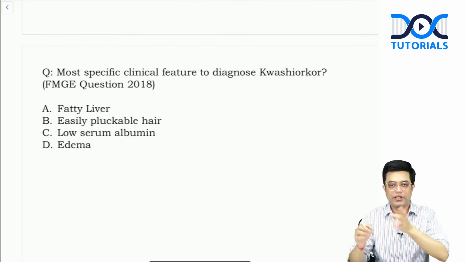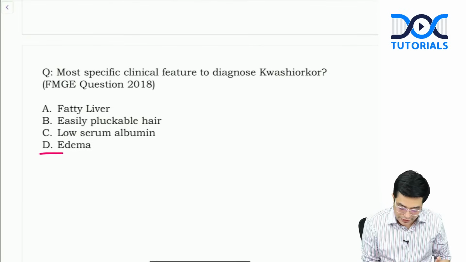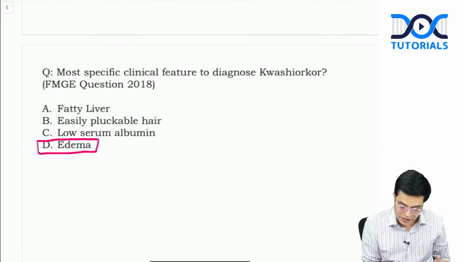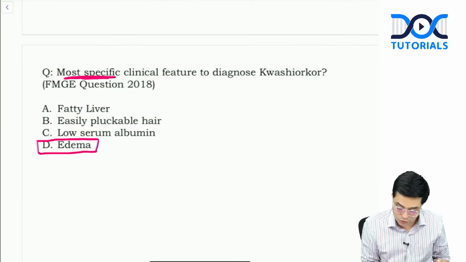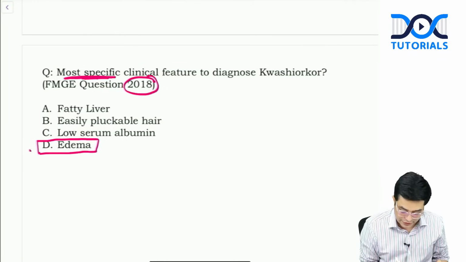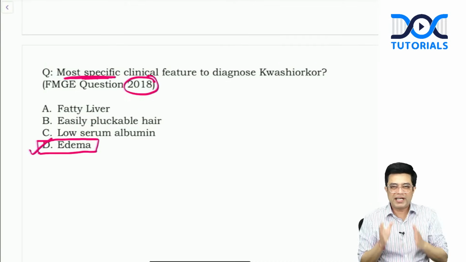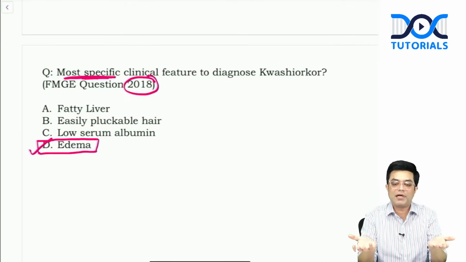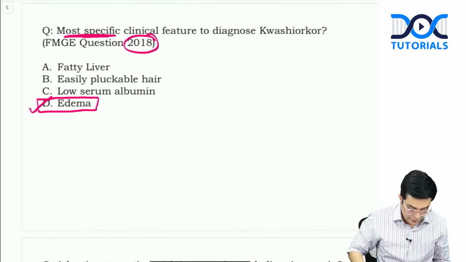मेंटल चेंजेस और इडीमा होता है. उनमें से क्या दिया है इस क्वेश्चन के अंदर? Edema. देखो दिखते सभी हैं, but question is asking most specific क्या है. ये 2018 का MCQ FMG का. The answer is D, that is edema. Edema is, it is नाम ही उसका, edematous malnutrition is there, right.